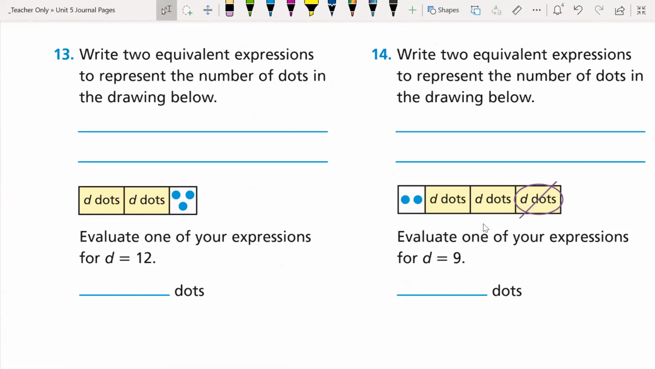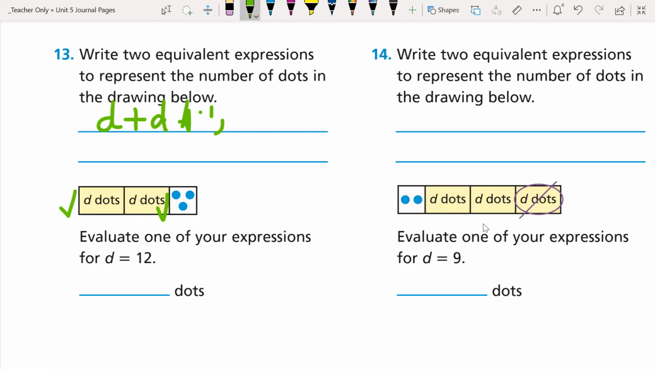Okay. So now we're going to write 2 equivalent expressions to represent the number of dots in the drawing below. Remember, each of the yellow sections is worth an unknown value, and we're calling them D dots. We don't know how many are there, but we know that this box and this box have the exact same amount because D is D. D is equal to D. So we can write this a few different ways. We can do D plus D plus 3.